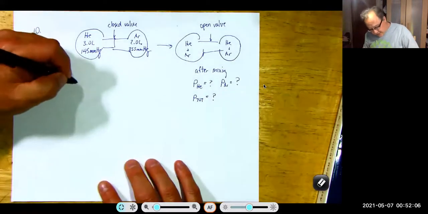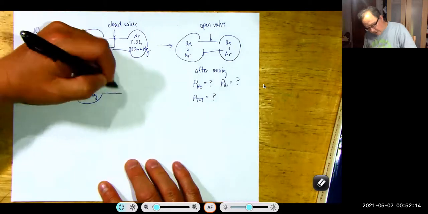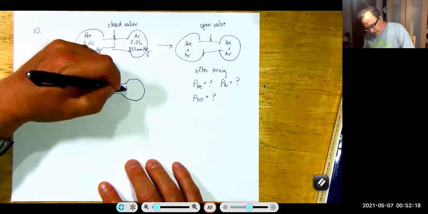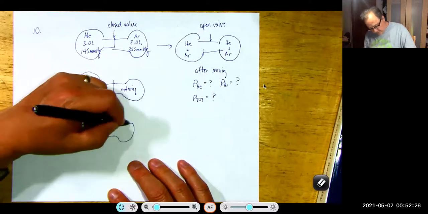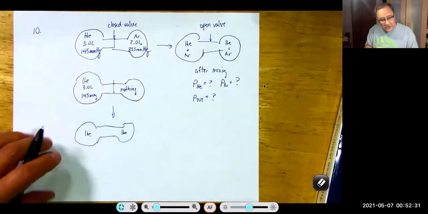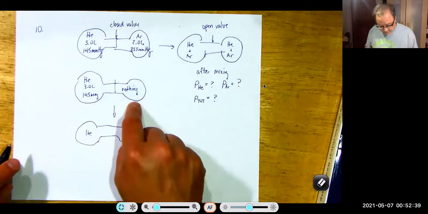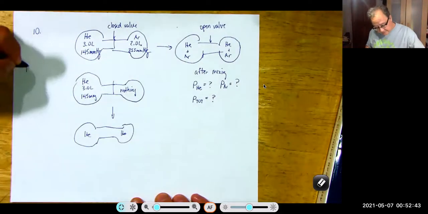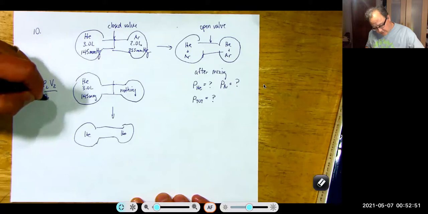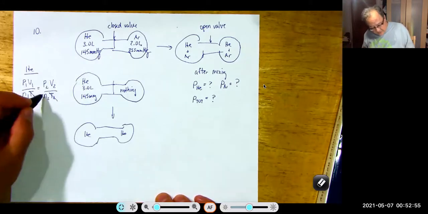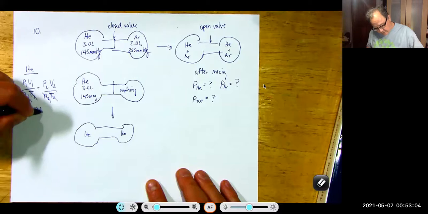The way to do this is pretend that you have helium, 3.0 liters, 145 millimeters of mercury, and here's your closed valve, and here's your other container. And in this container, you have nothing. So when you're done here, what's going to happen is that the helium will then mix into both containers. So we're working just with the helium and seeing what happens to the helium. This is P1V1 over N1T1 is equal to P2V2 over N2T2. Now the temperatures don't change, so they drop out. The moles don't change, so they drop out. So to get the new pressure of helium, we do P1V1 over V2.